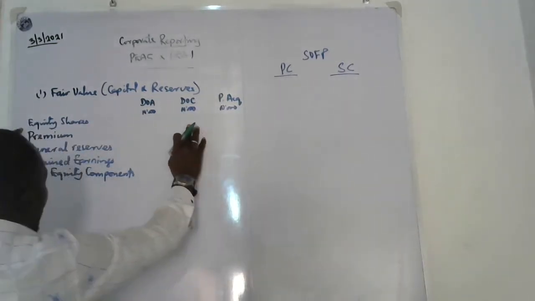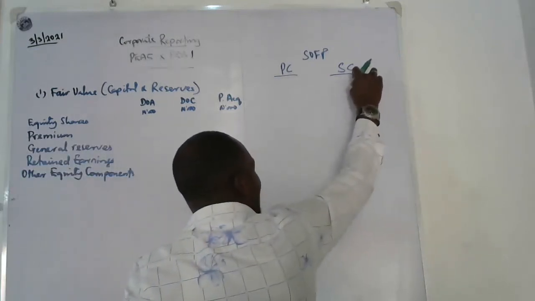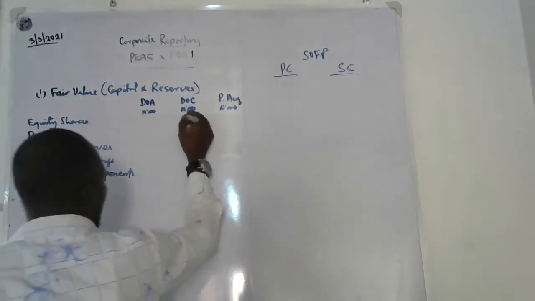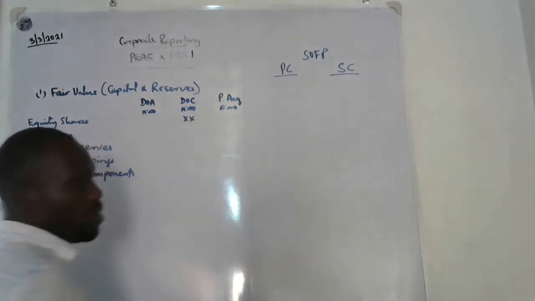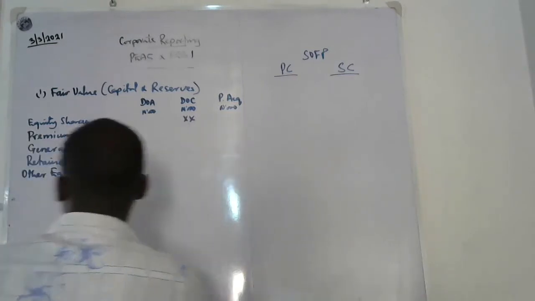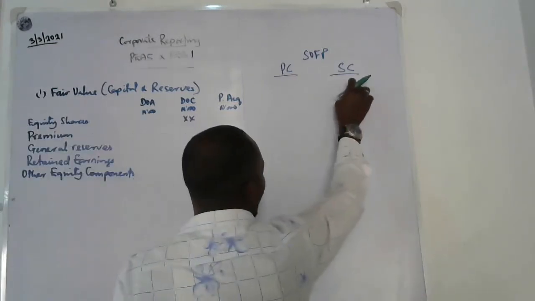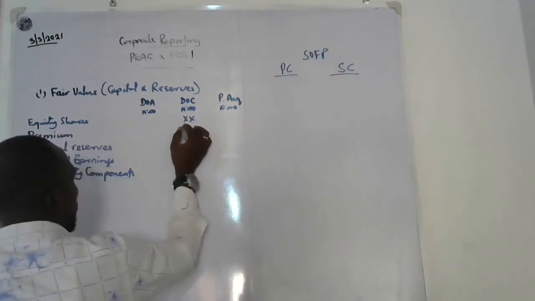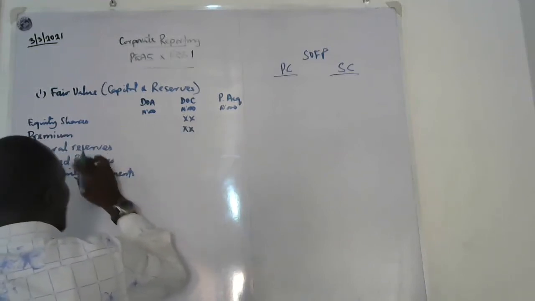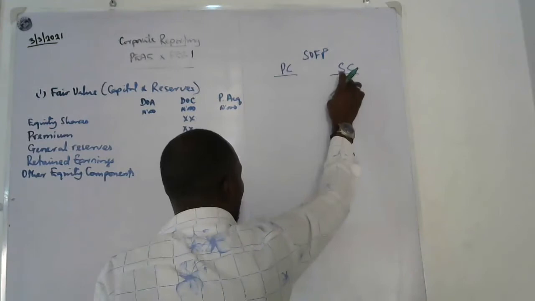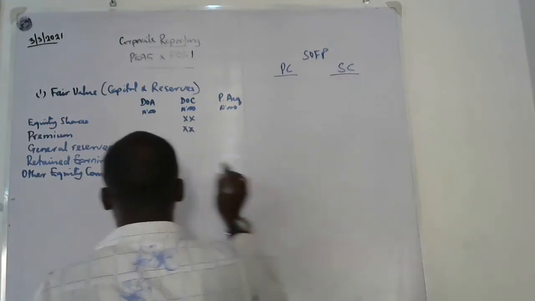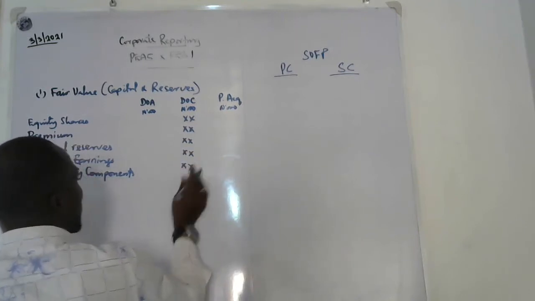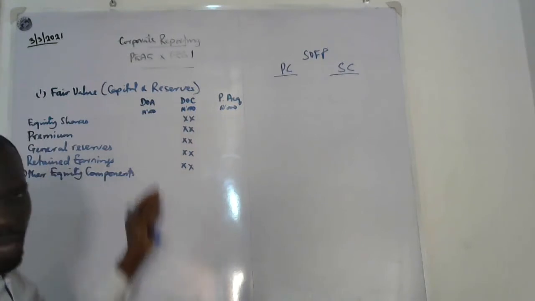Say, for instance, equity shares. You go to the statement of financial position given in the question and list equity shares relating with the subsidiary. You post it here. Then you go, premium, go to the question. Inside the statement of financial position given, if there is premium there, you come and post the balance here. General reserves are equally to be lifted from the statement of financial position given. Now, all of them will be here. All that information from the statement of financial position will be here.